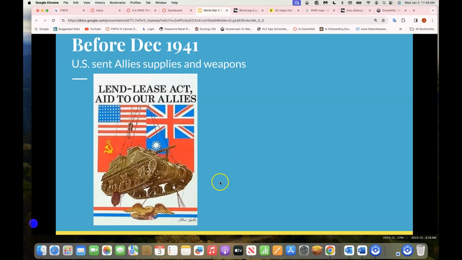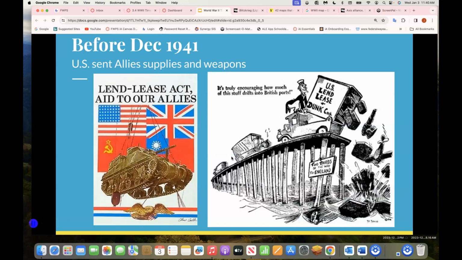Okay, so this is showing you one of the laws that was passed before 1941. It was called the Lend-Lease Act, in which we were providing weapons, this is a tank, to our friends. Here's a political cartoon, which, once again, if you'd like to pause it, please do, to look at all of the details. This is Uncle Sam. The text reads, "It's truly encouraging how much of this stuff drifts into British ports."